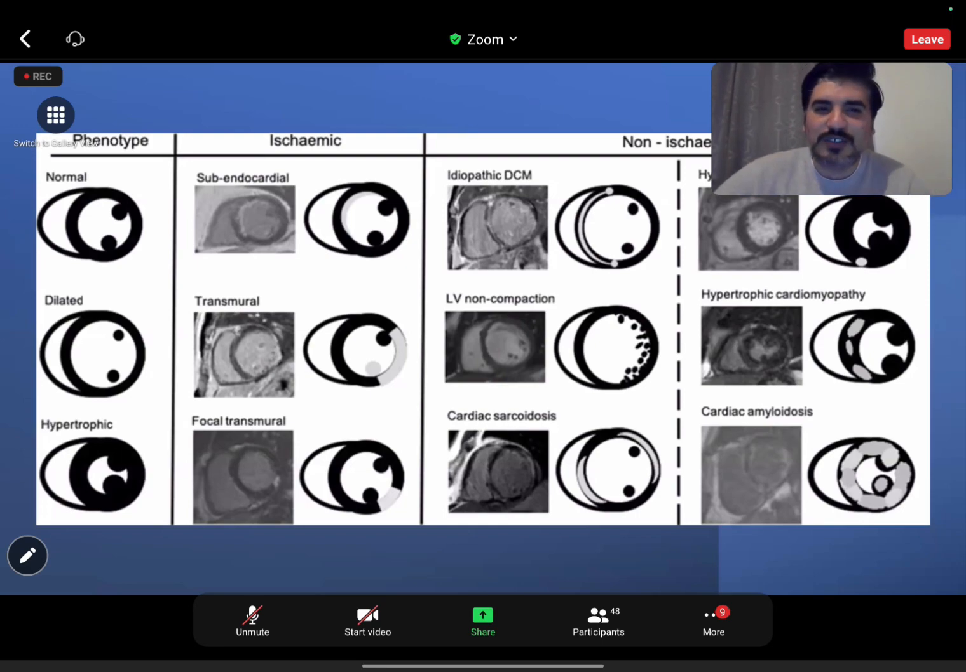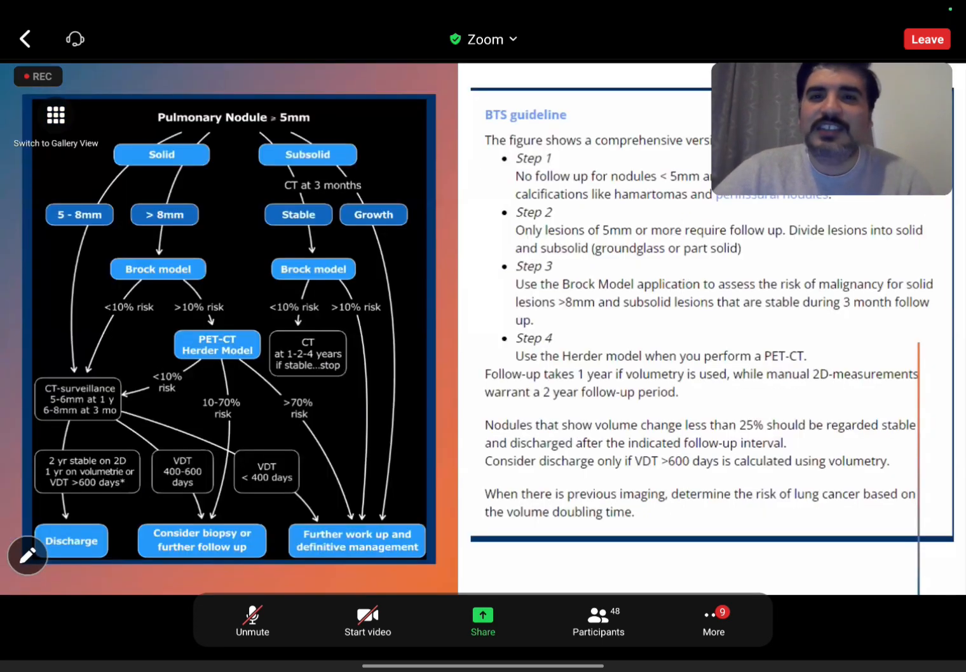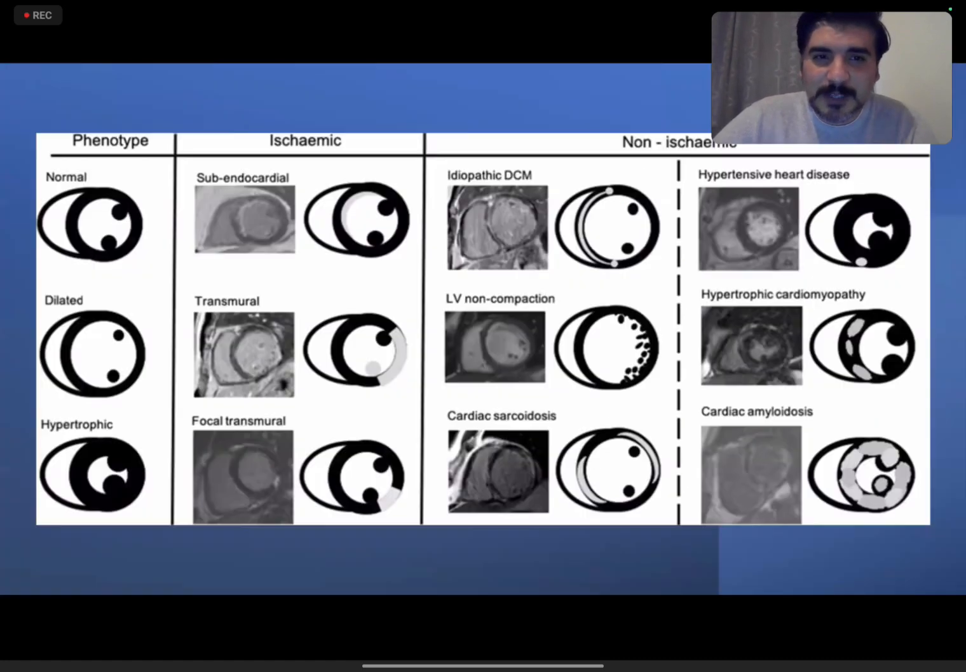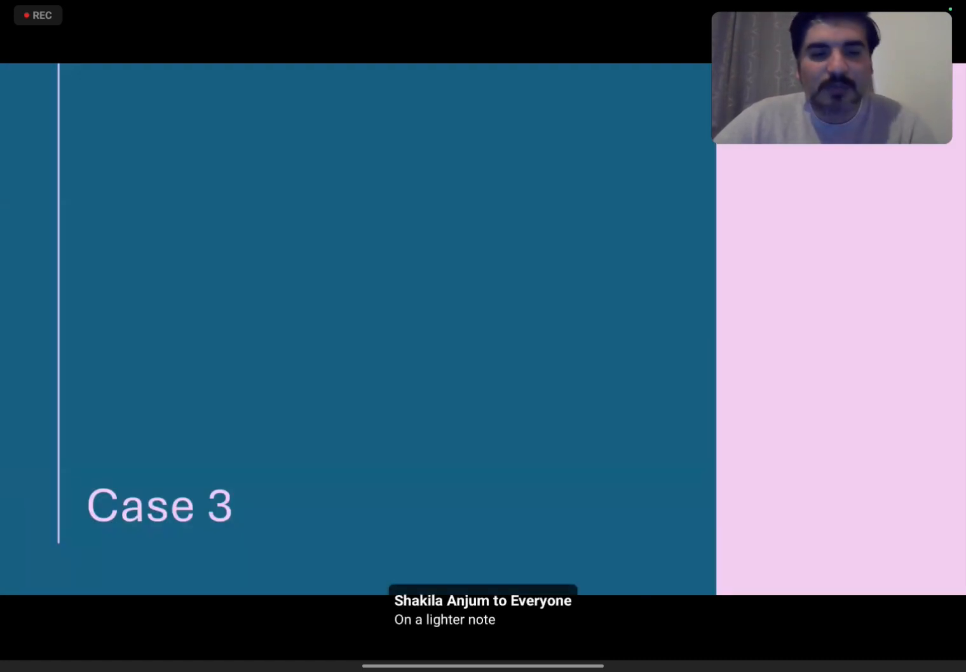If they ask you what one sequence you would like to see on a cardiac MRI, it should be a late gadolinium sequence, and you should look at the enhancement pattern. So there are some cheat codes, there are some guidelines that you need to follow in cardiothoracic imaging, and you should know about them. Okay, now moving towards case 3.